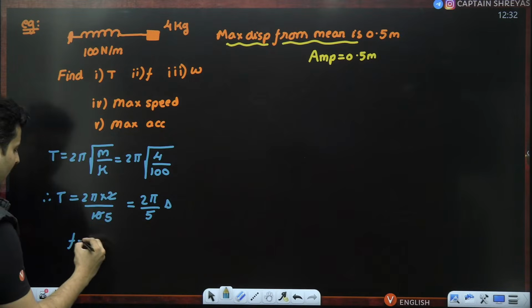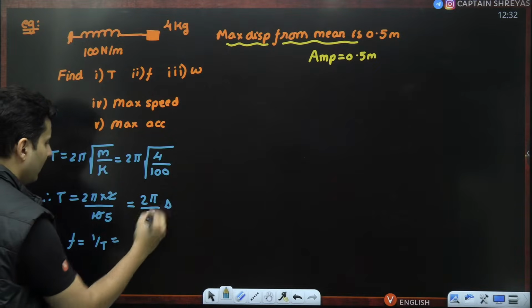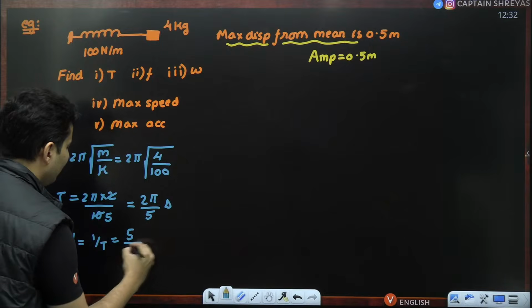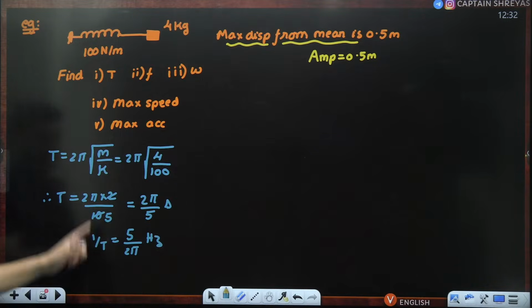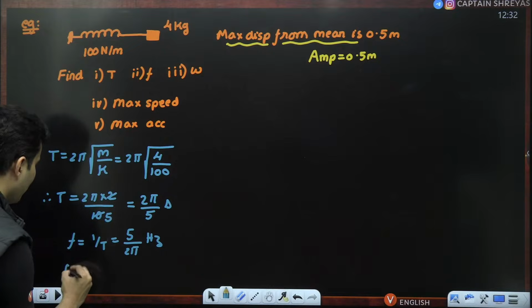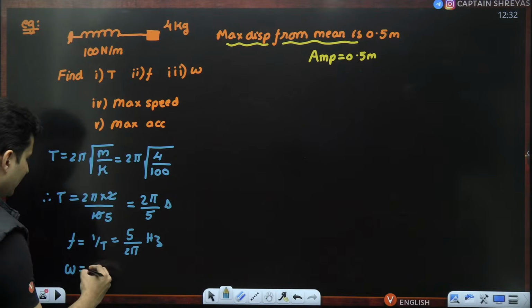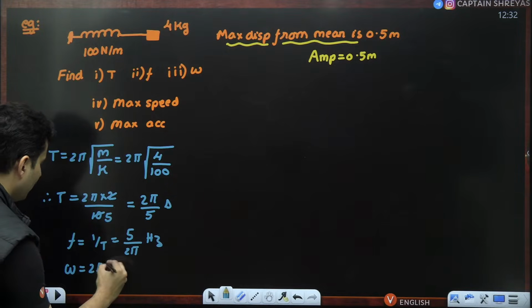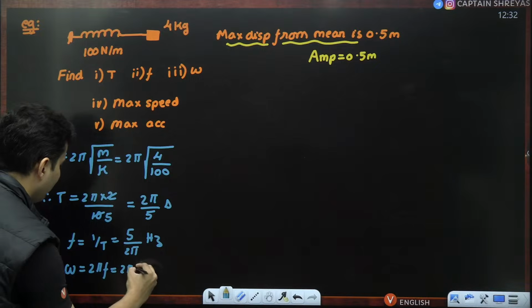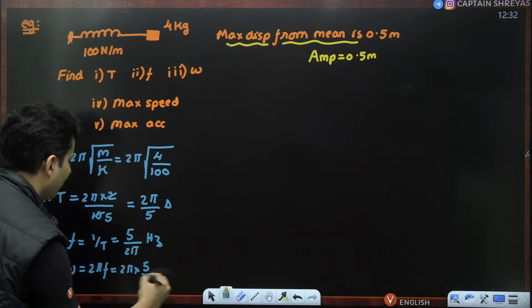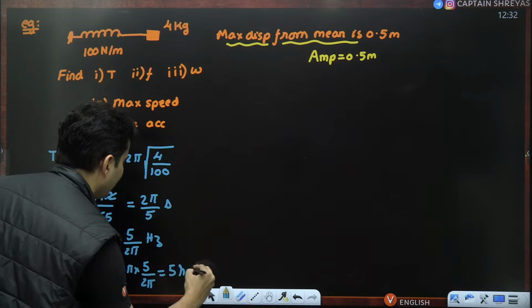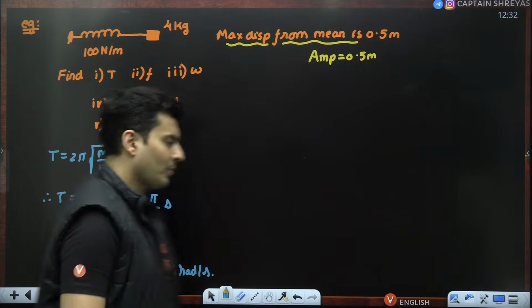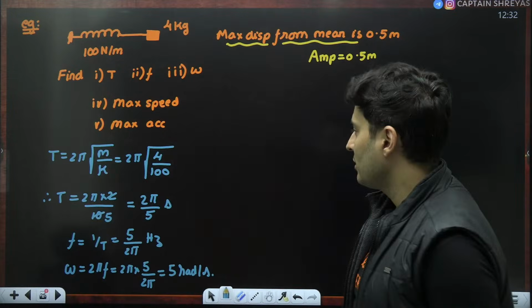Let's find out the frequency, which is 1 by time period. So it will be 5 divided by 2 pi hertz. That is your frequency. Okay, what about omega? Omega is nothing but 2 pi multiplied by f. So 2 pi multiplied by frequency, which is 5 by 2 pi. 2 pi cancels, so it will become 5 radians per second. So 5 radians per second is your omega.